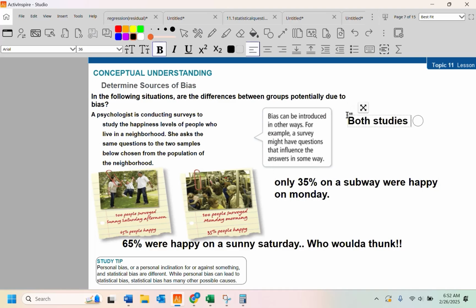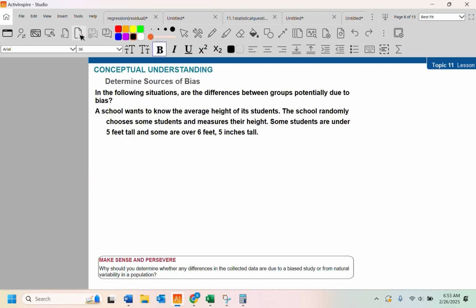Both studies had bias. Of course, people are happy on a Saturday afternoon when it's sunny, and of course, people are not happy on a Monday morning in a train. So there's a crap load of bias in these questions, and surely she realized that. She's a psychologist. But who knows? Piece of paper doesn't make you smart.